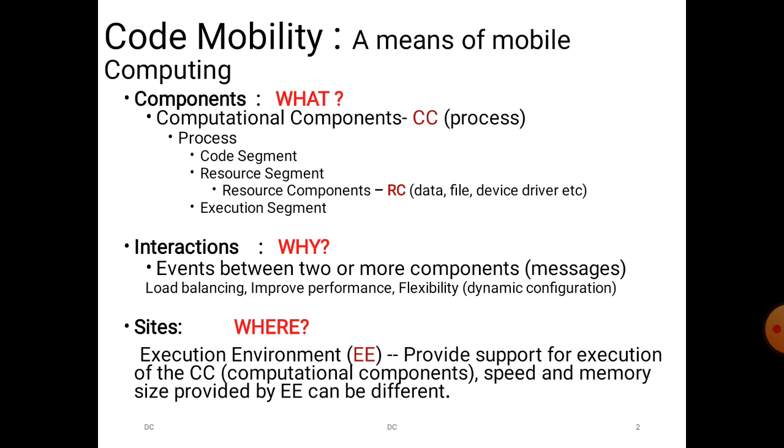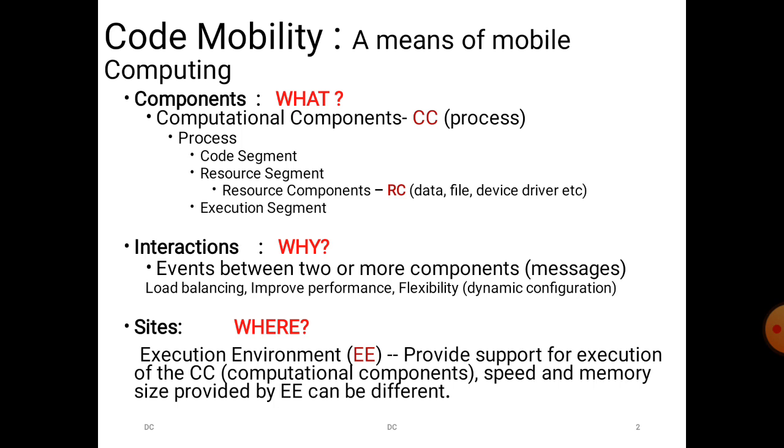Let us see how they interact and communicate with each other. There are events between two or more components, that is messages. We can see that in load balancing. After messaging, why do they have to communicate? If they communicate, they can improve load balancing, improve performance, give flexibility, fault tolerance, and they can make their own dynamic configuration. If one fails, they can still keep the network alive and the process may be executed. So these interactions are necessary.